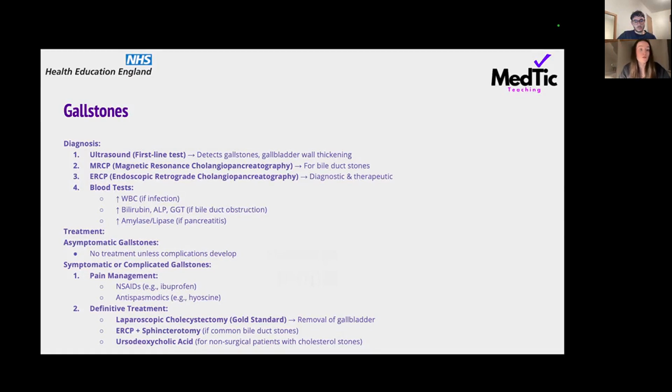In terms of a gold standard for symptomatic gallstones, a laparoscopic cholecystectomy would be the gold standard because it removes the gallbladder and also ultimately removes the problem. So it means that it won't recur and they're symptom free. Other things include an ERCP, like we said before, so that's removing the stones from the bile duct. Also in non-surgical patients, patients that can't have surgery or can't go under a GA, you also see people using ursodeoxycholic acid to try and help with that.